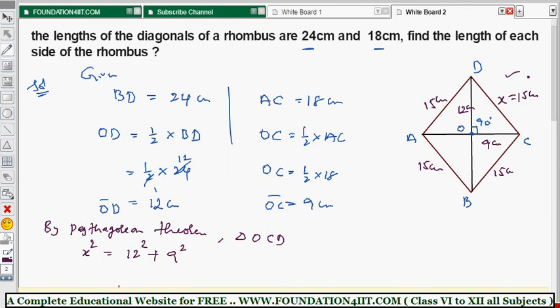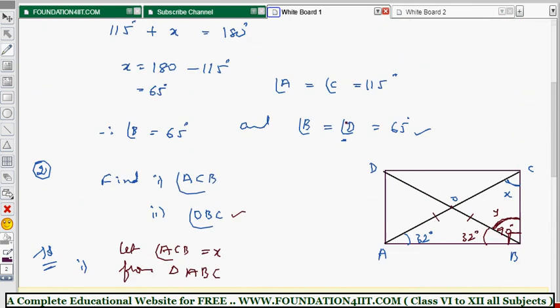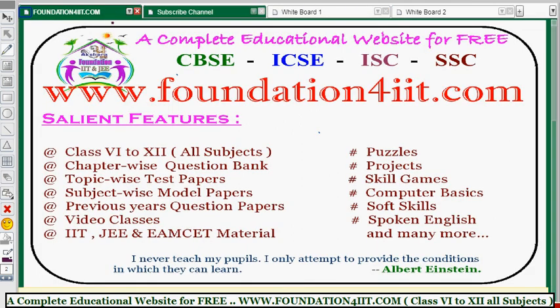This way we can solve the numerical problems. We should only know the properties thoroughly, like the previous topics I explained: parallelogram, rhombus, square, rectangle, kite, trapezium. If you know all these properties, then problems we can easily solve. Any type of question that comes, we can do these word problems. These are all the topics included, not only these few sums. Other questions I also showed earlier on this website.